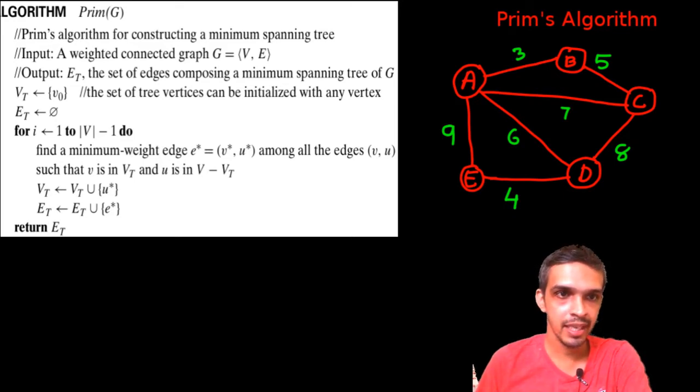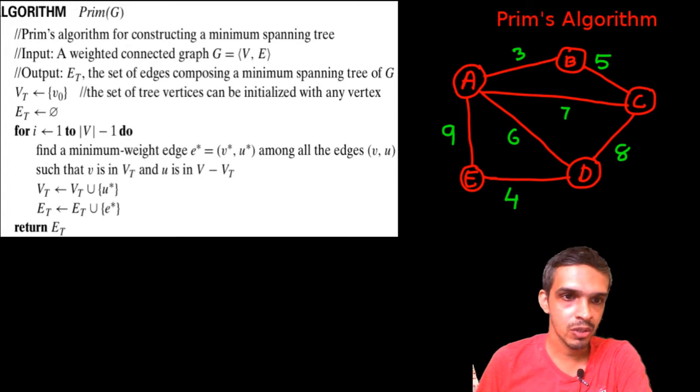The term greedy means always we are selecting the smallest vertex. The algorithm stops after all the graph's vertices have been included in the tree being constructed. Since the algorithm expands a tree by exactly one vertex on each of its iterations, the total number of iterations is n minus 1, where n is the number of vertices in the graph.